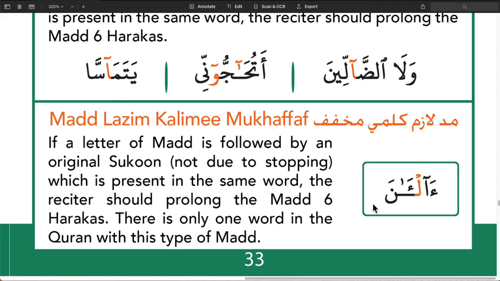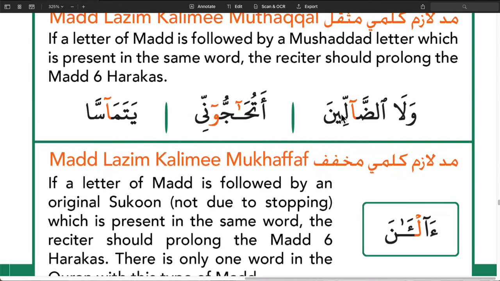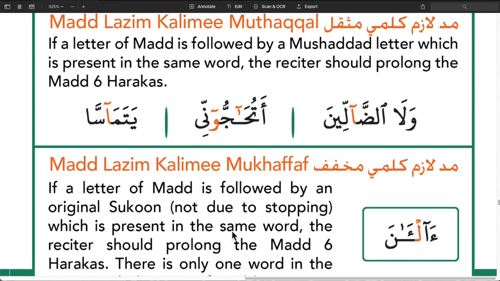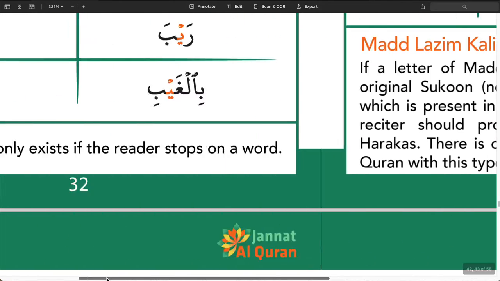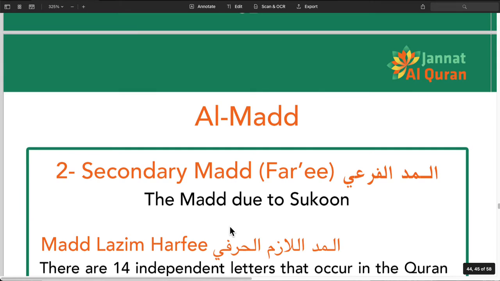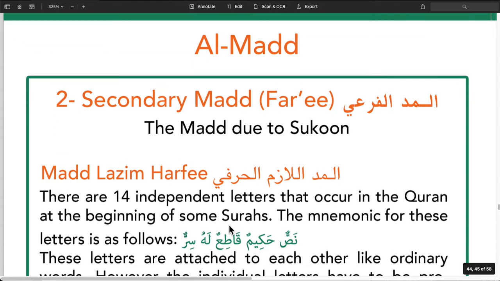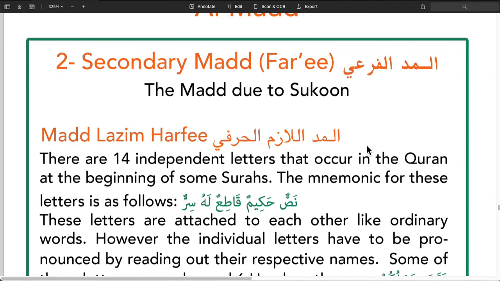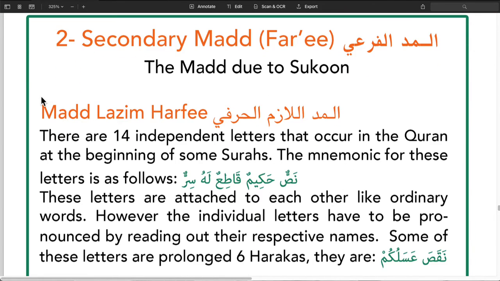Al-ana. Okay, so this is for mad lazim kalami mukhaffaf, light. All the others are the heavy ones. Okay. Next, page 34. Okay. We are still under the category of mad due to sukoon. Mad due to sukoon. So under this we have mad lazim harfi.